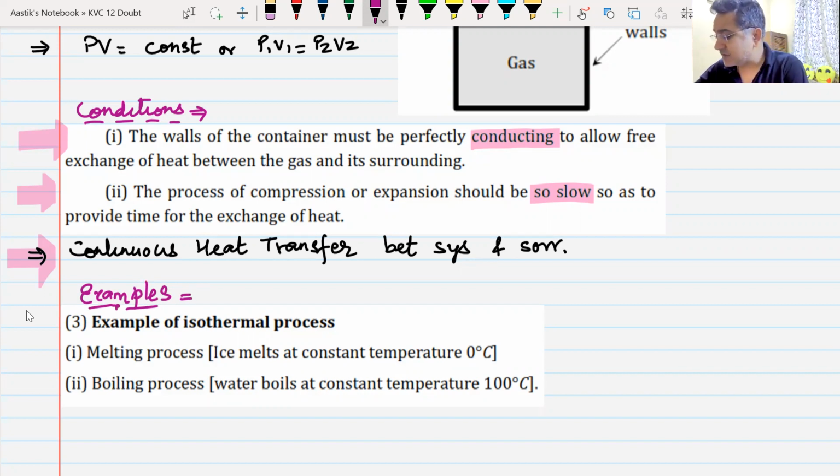The next thing that you must understand about the isothermal process is the indicator diagram. I hope everyone has noted this down. Whenever I use the word indicator diagram, it is actually a PV graph, a graph between pressure and volume. Have you noted down up till here, everyone?